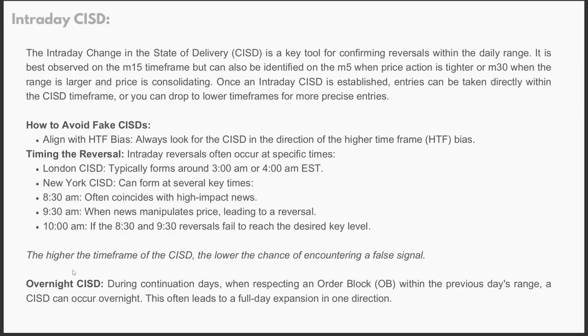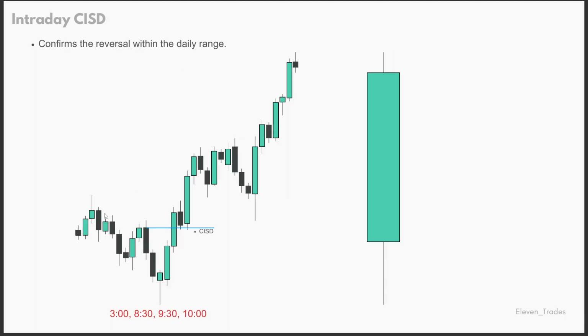Now, sometimes you will get the overnight change in the state of delivery, like the continuation order block days. Like when we are respecting the order block from the previous day and we are creating the low of the day inside that, then that would be your overnight change in the state of delivery. So these are the schematics of the change in the state of delivery.